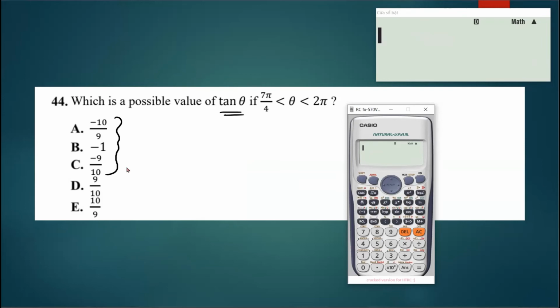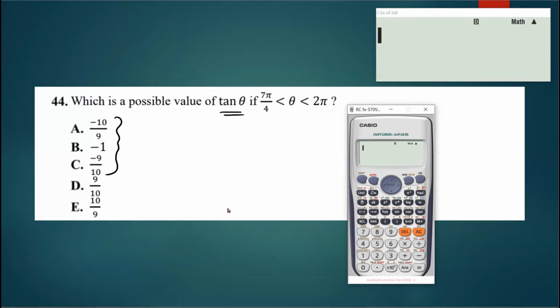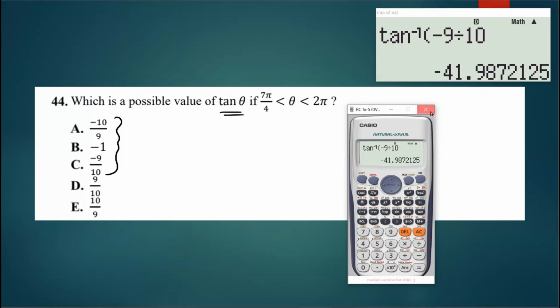I know -1 will give me -45. I will find the other two tans. So shift tan, the other value here, -10 over 9. Is that less than 45? No, it's much farther, more than 45. Okay, so I believe it's -9 over 10. Shift tan, -9 over 10 again. Shift tan. Yes, -9 over 10. That gives you an angle that is -41.